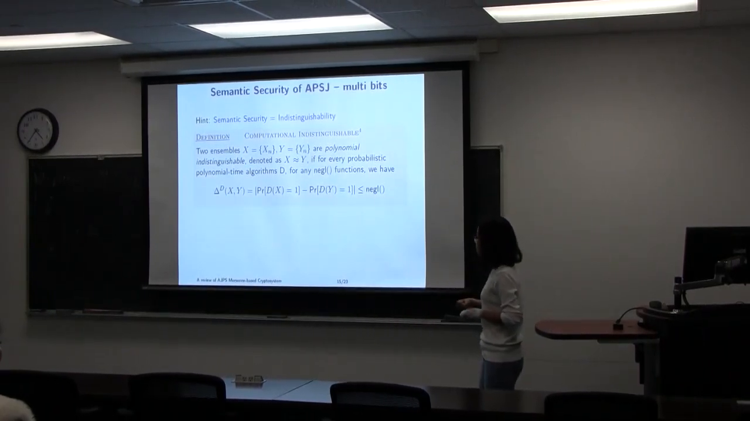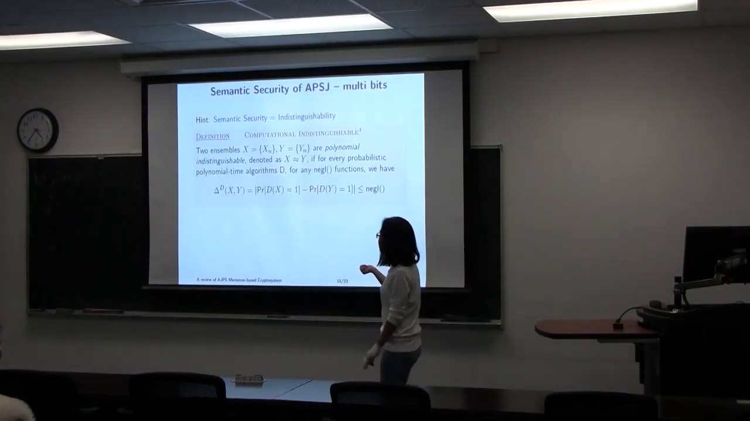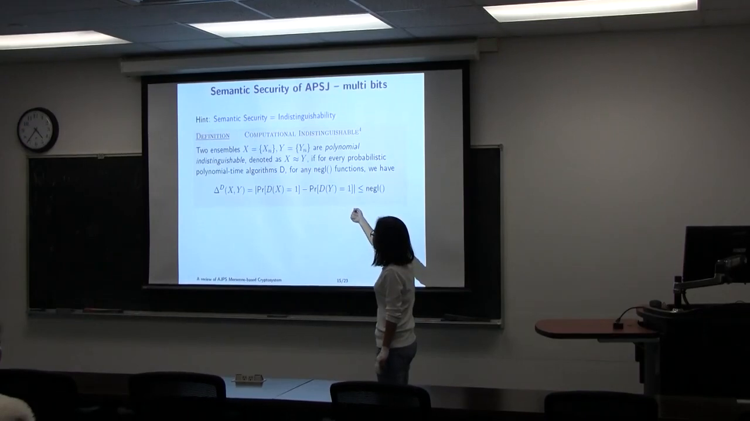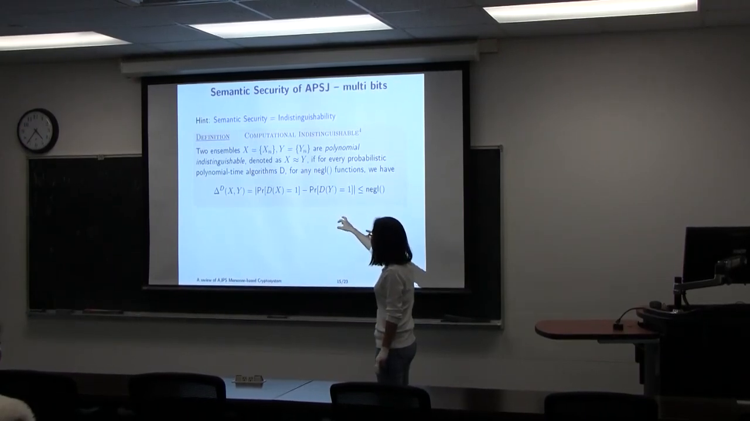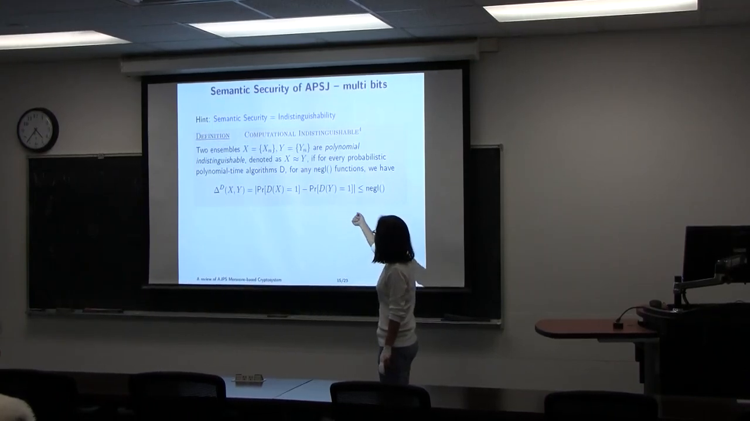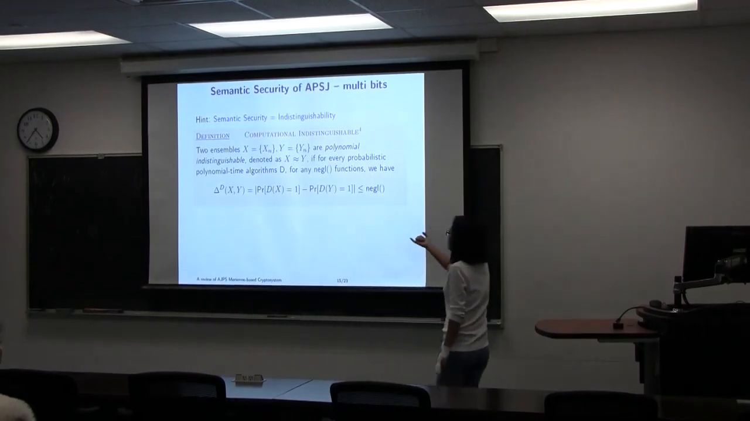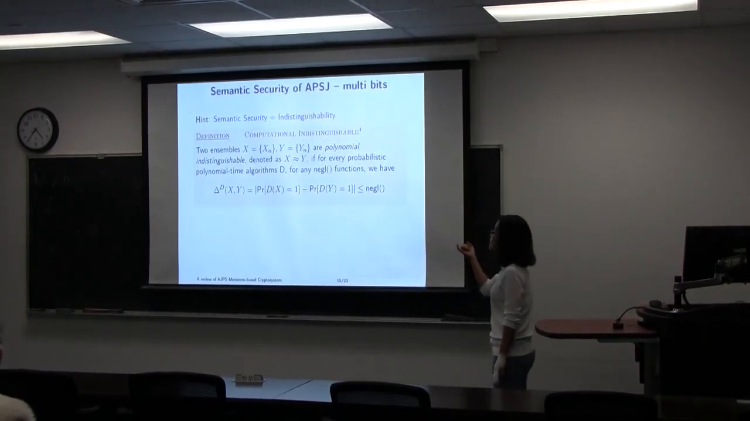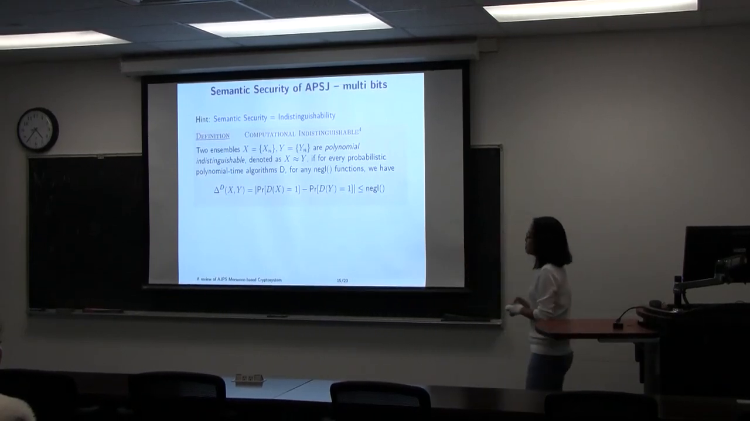So we compute the probability that the algorithm D solves X, and then we compute the probability that the algorithm D solves Y, such that D(X) equals 1 and D(Y) equals 1, and then the difference in the probability is negligible. So we say that two samples X and Y are computationally indistinguishable.